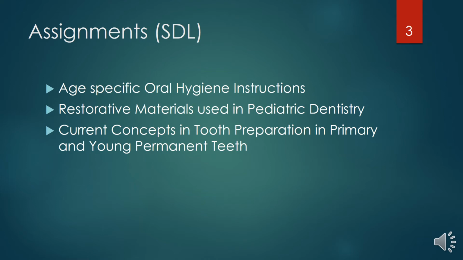Similarly, assignment number 2 is on restorative materials used in pediatric dentistry. Here we need to be sure that whatever materials you're handling, you understand everything about them. Most of your dental materials you've already learned in year 1, so all you need to do is go back and filter out the clinical aspects of all the dental materials used in pediatric dentistry, for example glass ionomer, composite resin restorations, and any other that you think is appropriate in pediatric dentistry.